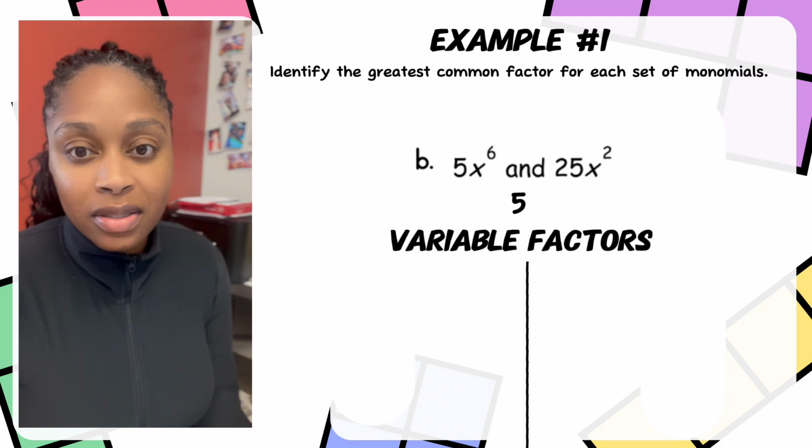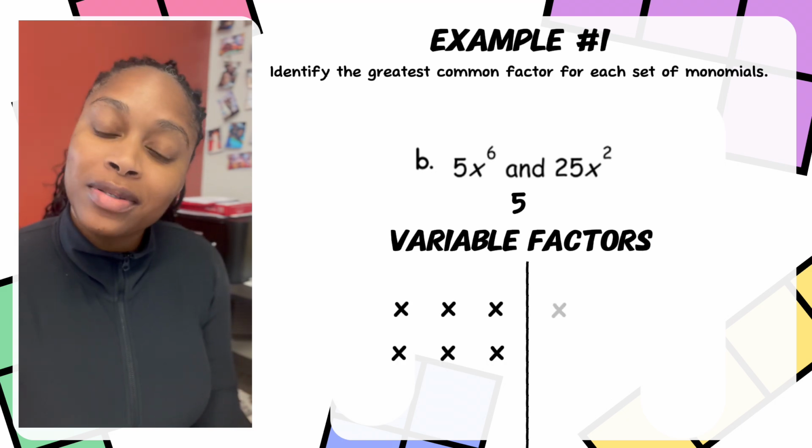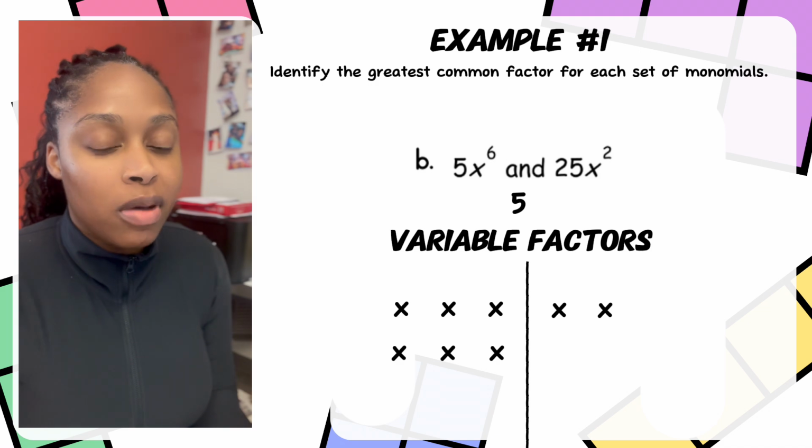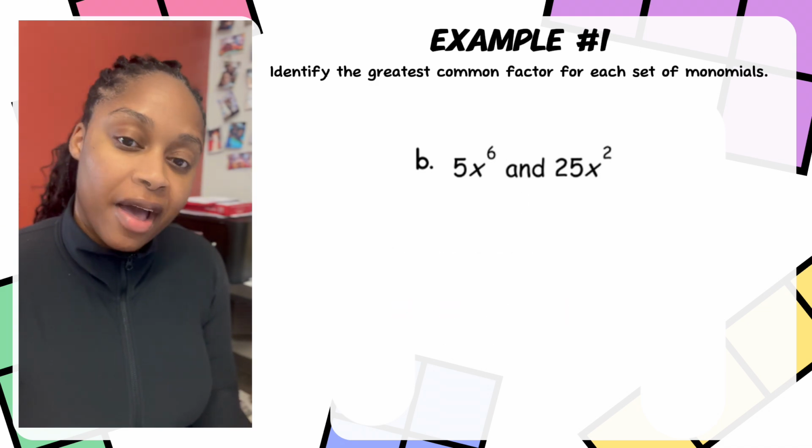Next, we have x to the 6 and then x squared. So I have 6 x's in my first term, 2 x's in my second term, which means the most amount of x's I can take out from both is 2. So my GCF is going to be 5x squared.